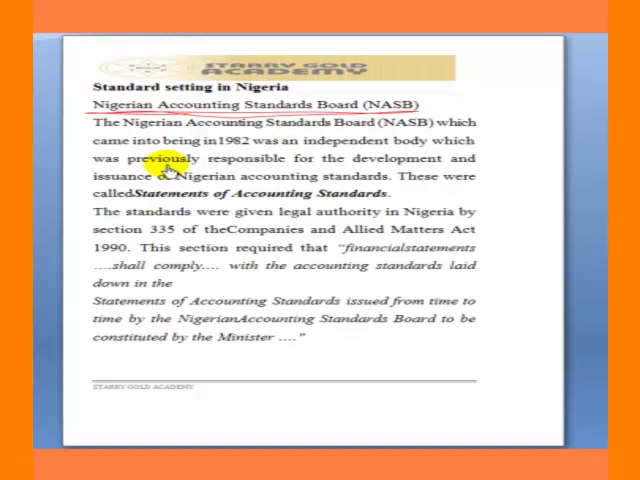So basically what we now do is adopt the standard that has been set by the IASB, that is the International Accounting Standards Board. They are the body that sets this IFRS, because before, we were the ones setting our SAS, but now that NASB has been scrapped, the FRCN that we have now doesn't set accounting standards, but only does the monitoring and controlling of entities in the adoption of International Financial Reporting Standards. All these we are going to discuss in brief when we are discussing the roadmap and the composition of FRCN.